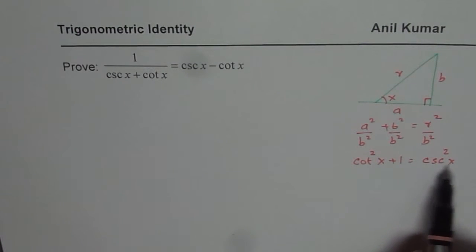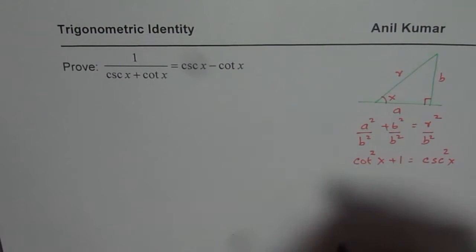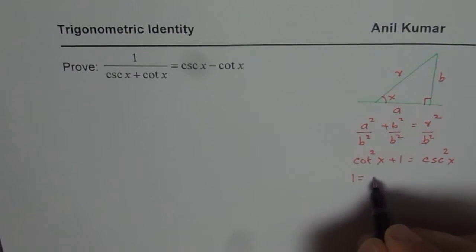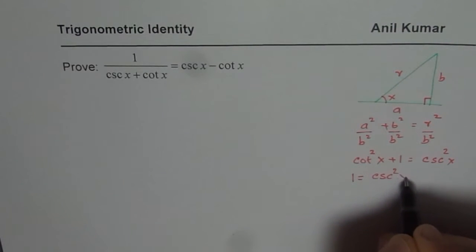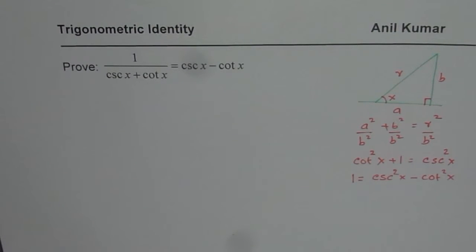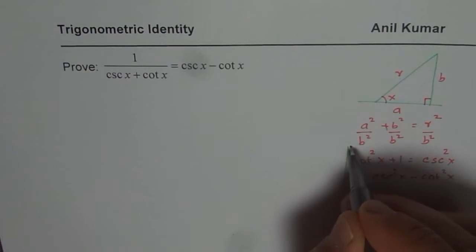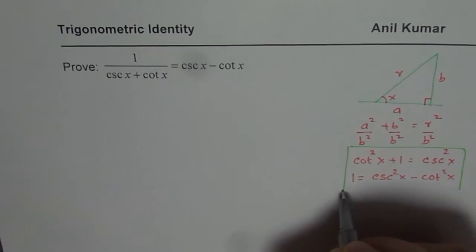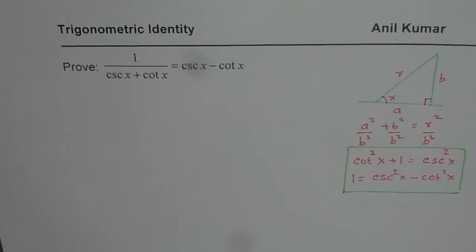We can actually rearrange this and write what 1 is. So 1 equals cosecant square x minus cotangent square x. Now this is a very standard formula. It's called the Pythagorean identity, which you can always use, right? So you don't really have to derive it. Now let's begin solving our identity. See how simple it is.